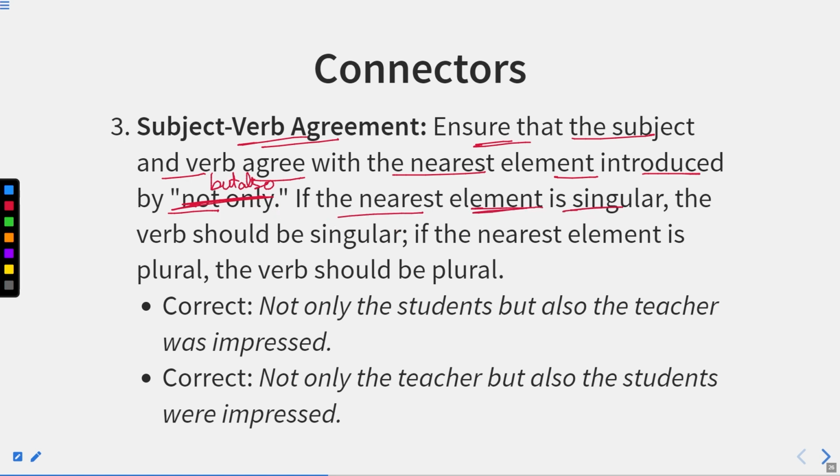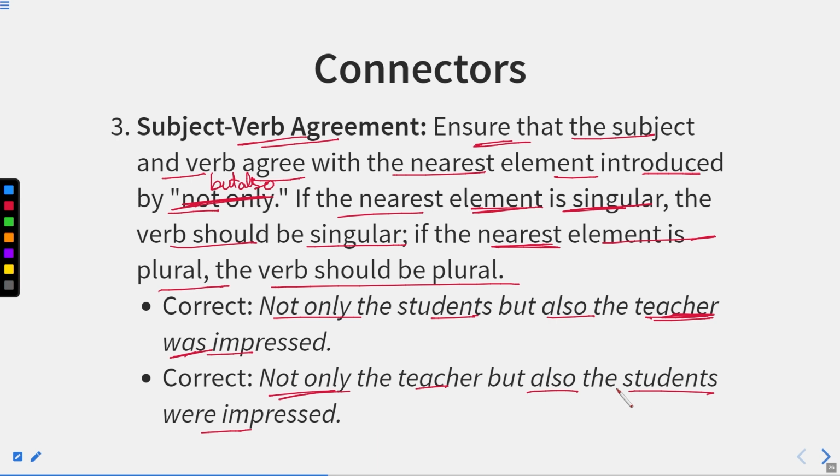If the nearest element is singular, the verb should be singular. If the nearest element is plural, the verb should be plural. For example, "Not only the students but also the teacher was impressed." Now if you see it over here, we are talking about teacher, which is singular, so we have used "was." "Not only the teacher but also the students were impressed." Now you can say the nearest subject is students, therefore we have used "were."